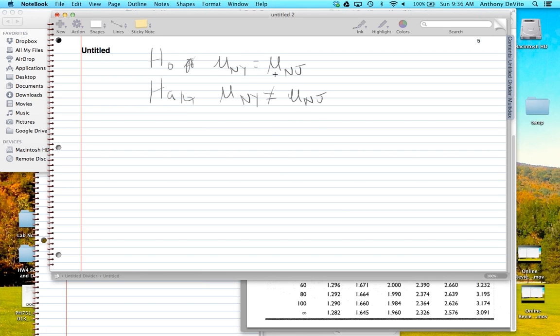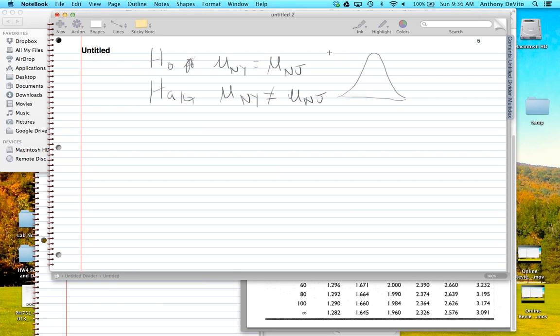Now, notice I didn't say that the mean for New York is larger than the mean for New Jersey. I said that they were equal, and that we want to prove that they're not equal. So this is what we call a two-sided test. It's a two-sided test because we're not prejudging whether one is larger than the other. We just want to prove that they're different.